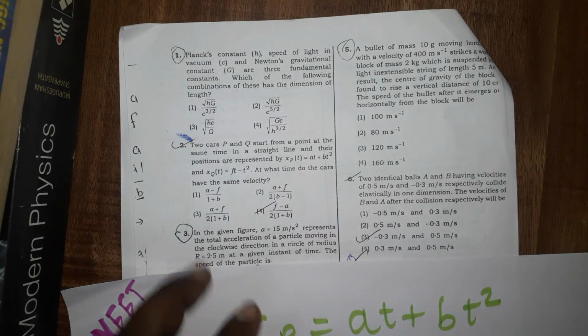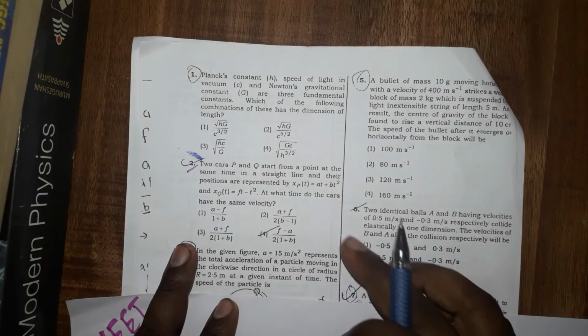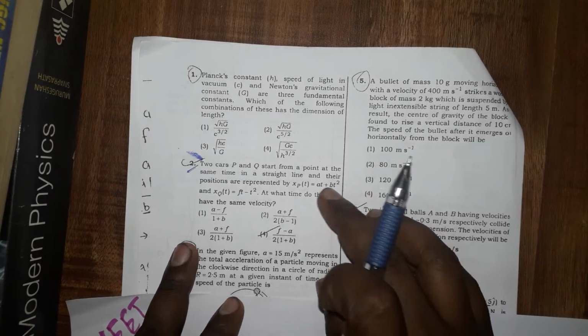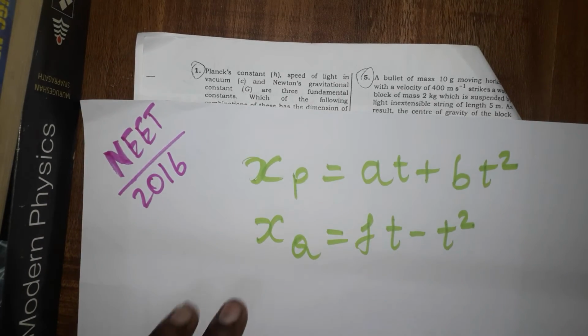Hello student, today we are going to discuss the NEET 2016 question paper. The question is asked from motion in one dimension. A car is moving in a straight line, and the displacement is given. There are two cars given, car P and car Q.